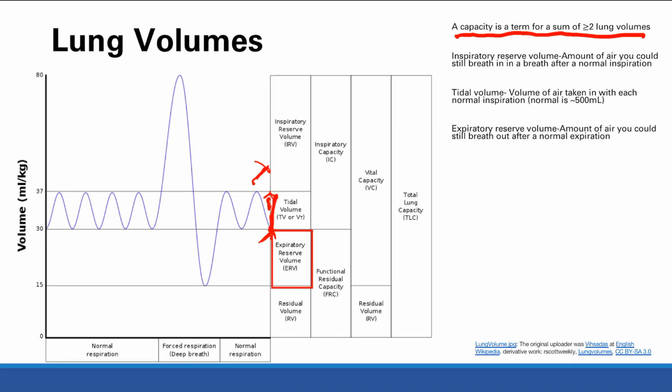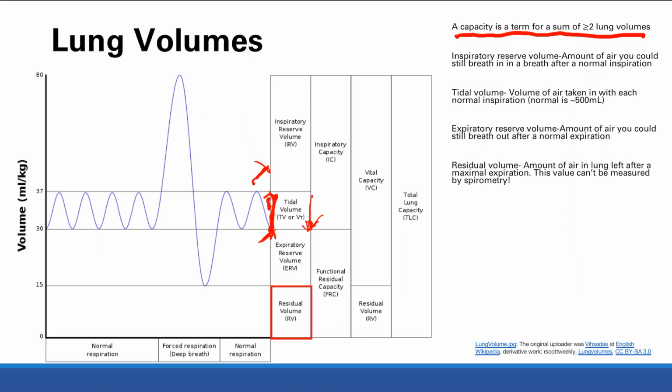Expiratory reserve volume is the same idea. It's the reserve that you could do after a normal expiration. So you take in air, and then after you've normally expired, how much more air could you push out of your lungs if you really tried to? You could try that right now and just think about it. You can do a normal breath, and you realize that you can actually push out quite a bit more air even after a normal breath, and that would be your expiratory reserve volume.